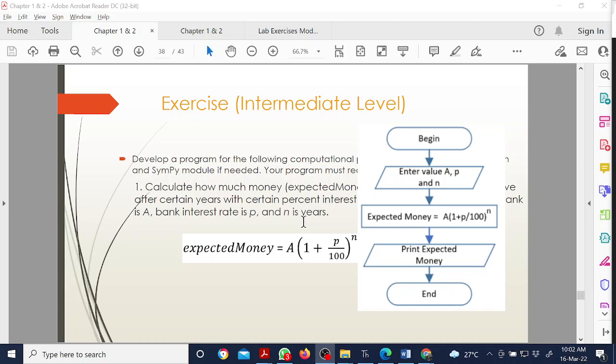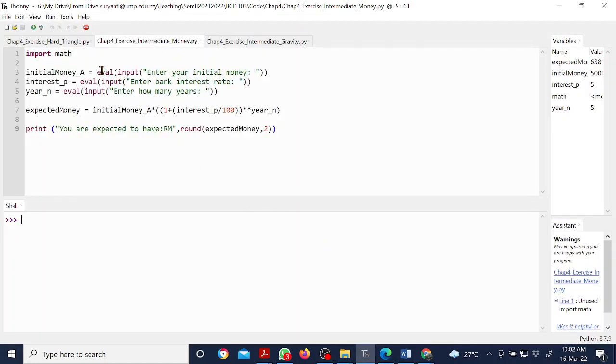Some of you made A, P and N constants. When they are constant, the user does not enter them as input. The user must be the one who enters the input. Okay, so I'm going to show you my sample answer.